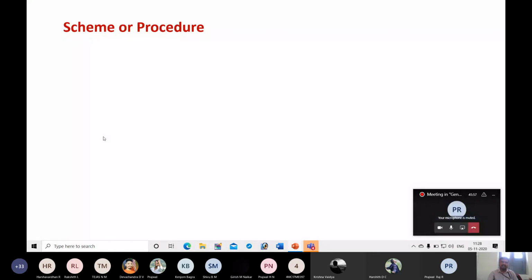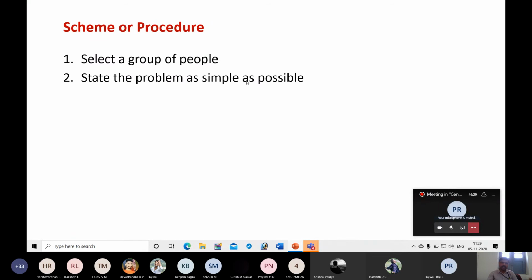So next, there is a scheme or a procedure to conduct brainstorming. If we were in class, offline, we might have done a brainstorming in class, but because of online I cannot do it practically. Okay, this is the procedure. Select a group of people, it may be 10, 15. The first step to conduct brainstorming is to select a group of people. Next, state the problem as simple as possible. The problem statement we discussed earlier, how the problem should be stated, should be as simple as possible.